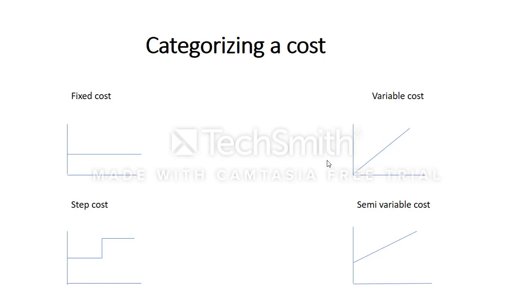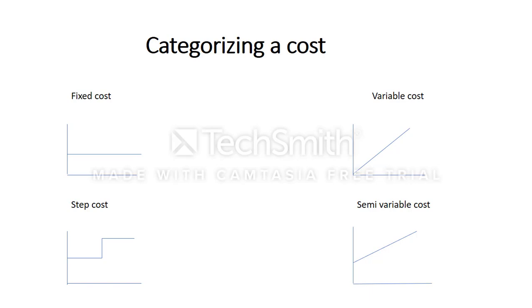So now, moving on to fixed costs, these are costs that do not change despite changes in volume. Now, variable costs, these are costs that change directly and proportionally with changes in volume. Step costs are costs that change with parts that are fixed and variable. They are costs incurred in large chunks.